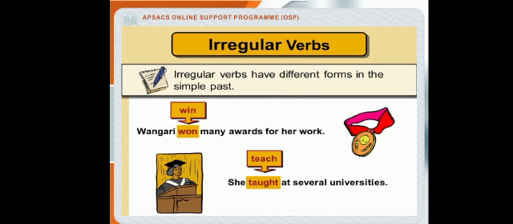Irregular verbs have different forms in simple past, and here are the examples. Vanagari won many awards for her work. Here you will see that win is the first form, but we will use the second form, that is won, and this is a simple past tense sentence. She taught at several universities. Teach is the first form, but when we are making a simple past tense sentence, we use the second form.